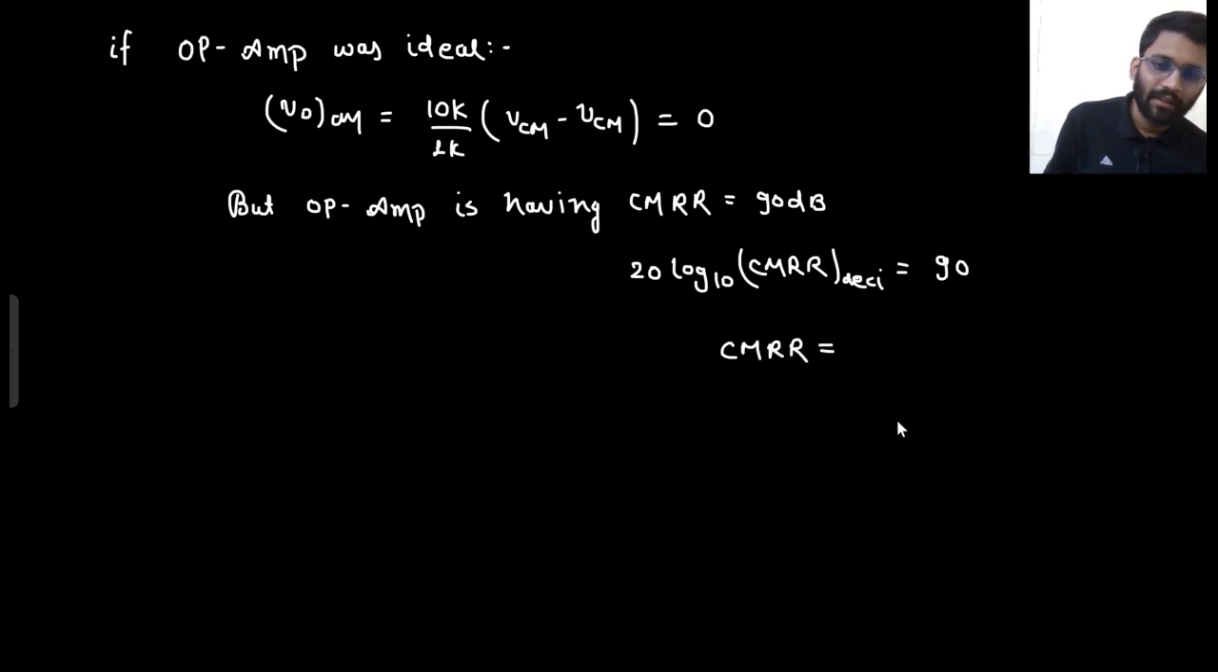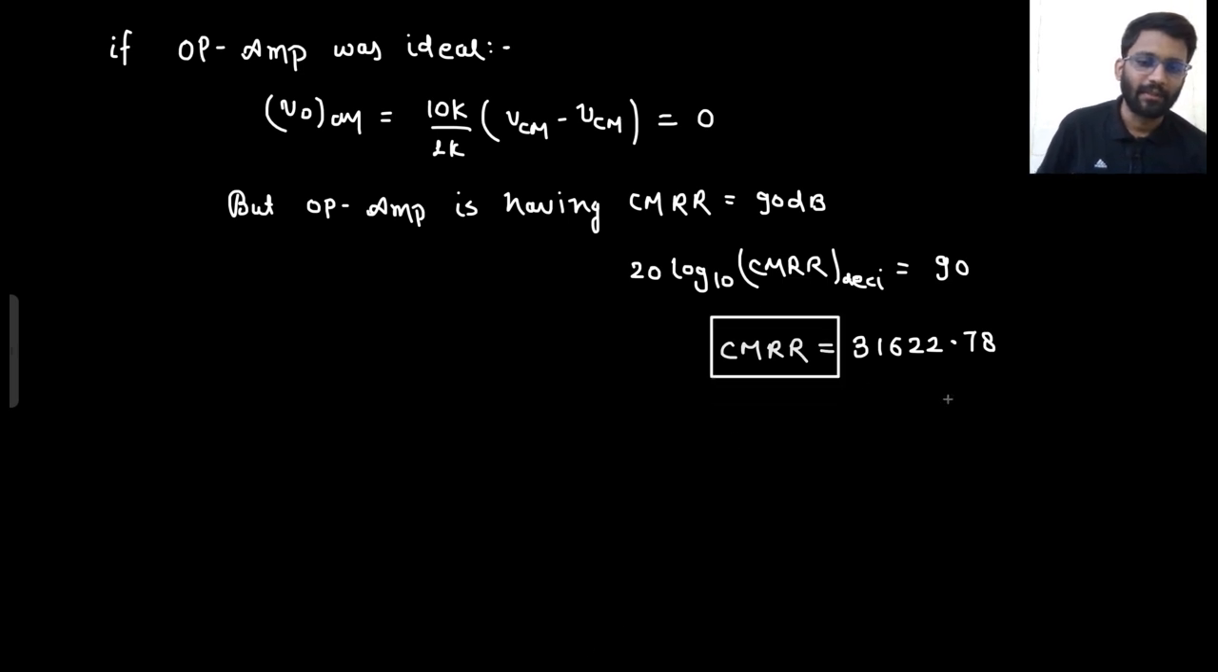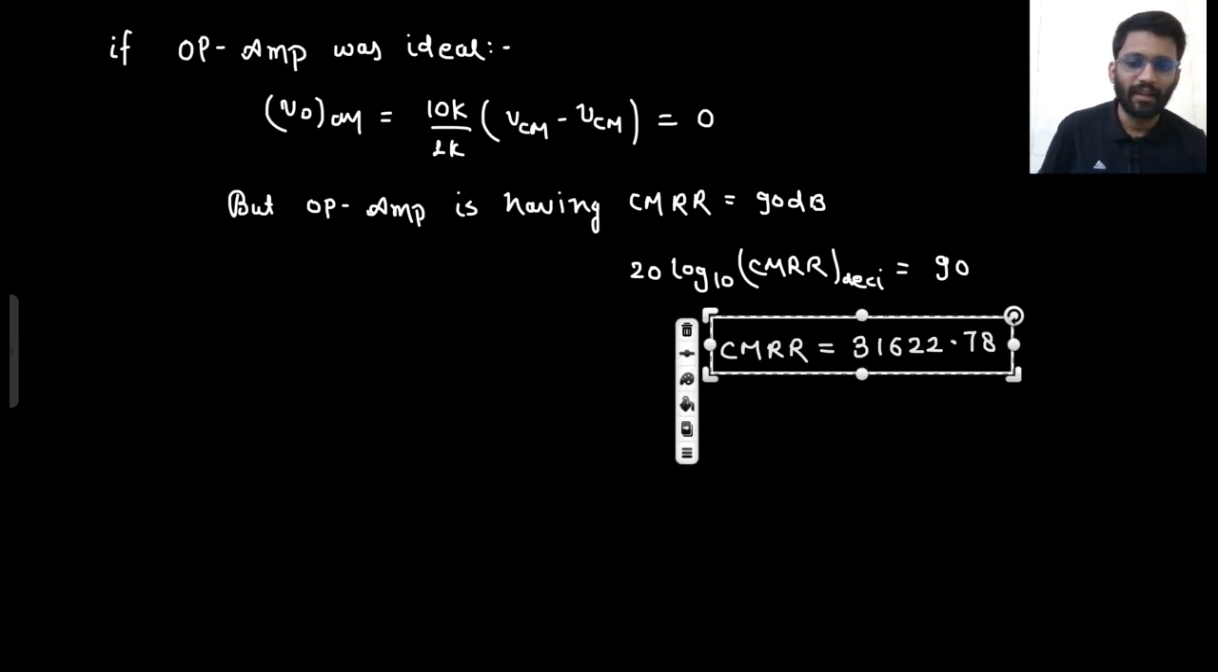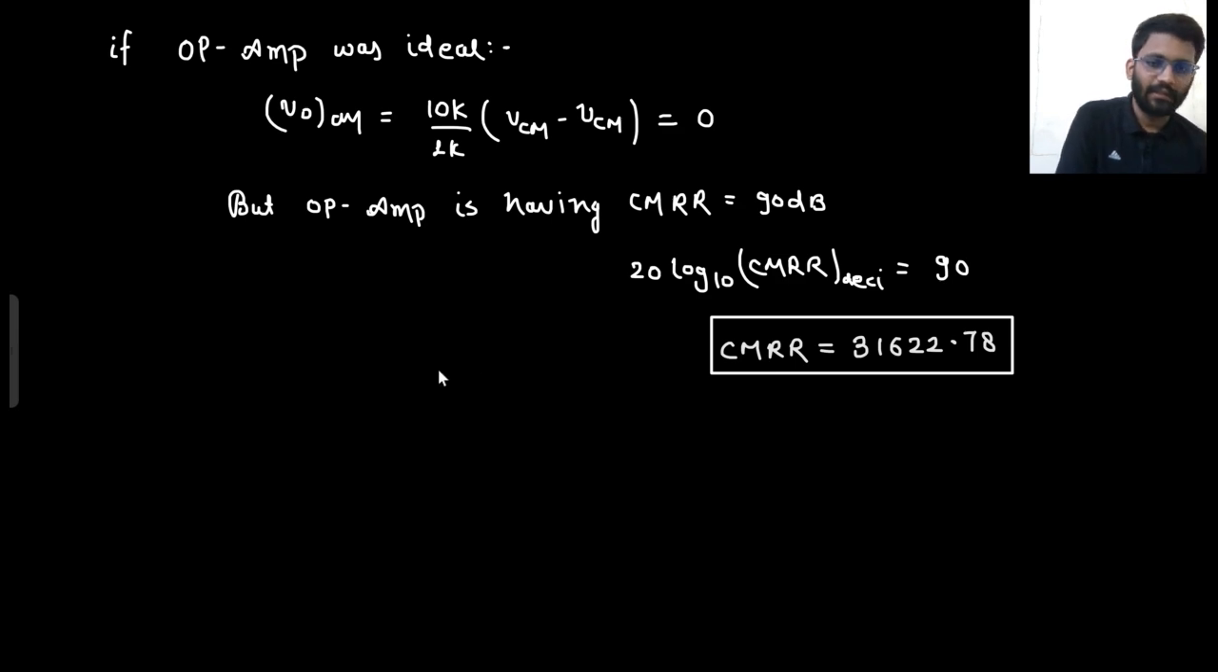I hope you understood this point, right? CMRR is 90 dB. In decimal, what will it be? 20 log10 x, where x is CMRR only, but in decimal. So 90 by 20, that would be 31622.78. This is the CMRR in decimal. This is the CMRR value given.